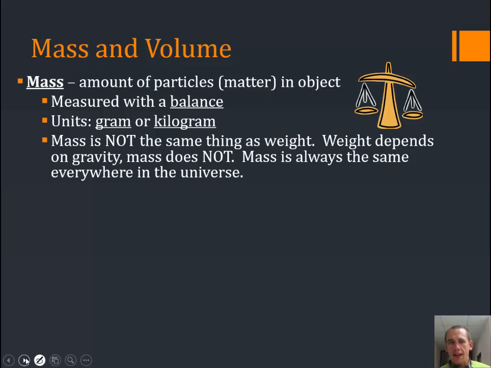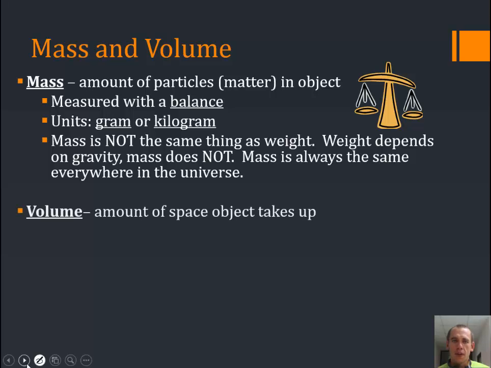Weight depends on gravity. Mass does not. Mass is the amount of matter in the object. Doesn't matter where we go in the universe, the amount of matter is going to be the same. But because the gravitational fields are different, its weight will differ.